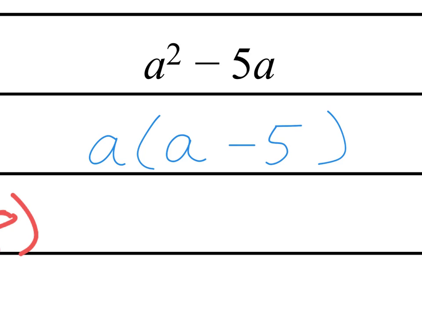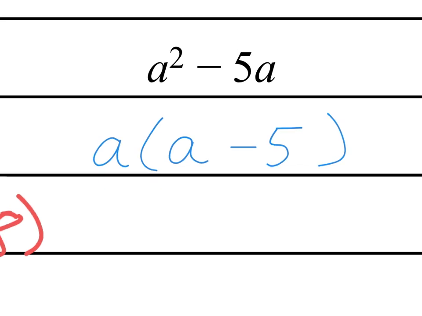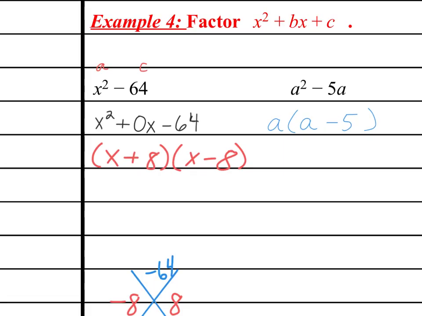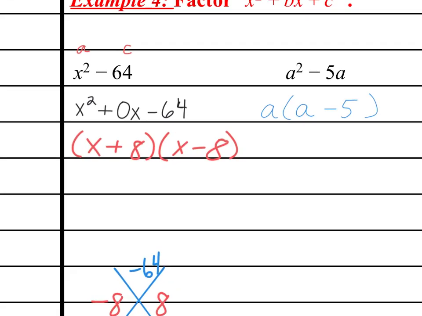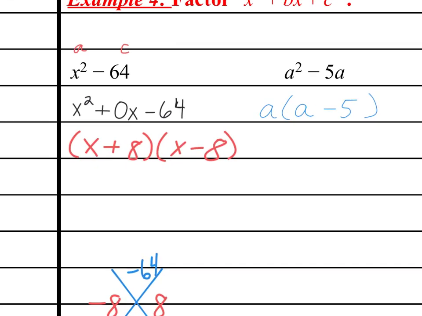Yes? What is the difference between the first one and this one? Well, let's look at it. So these two. The one that we just did right before this had an A and C term only. This one only had A and B. So both of the terms had variables. The one right before this, one had a variable, one did not.